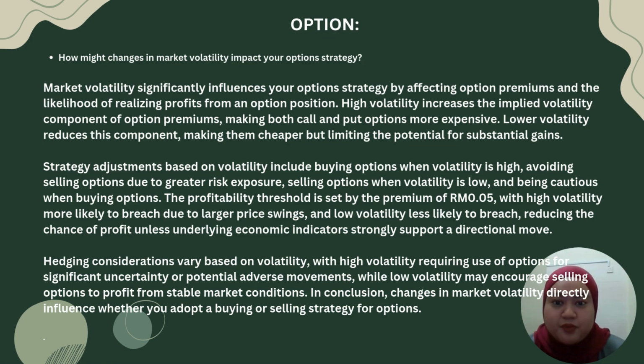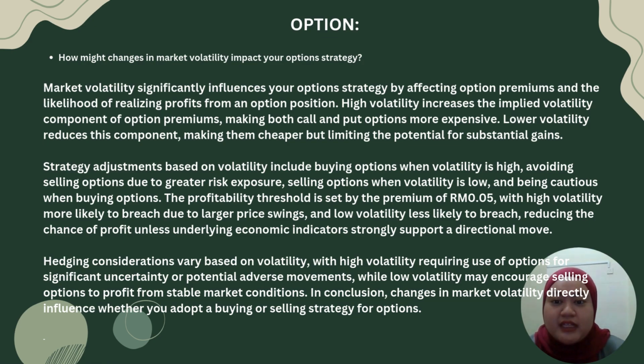Market volatility significantly influences your option strategy by affecting option premiums and the likelihood of realizing profit from an option position. High volatility increases the implied volatility component of option premiums, making both call and put options more expensive. Lower volatility reduces the component, making them cheaper but limiting the potential for substantial gains. Strategy adjustments based on volatility include buying options when volatility is high, avoiding selling options due to great risk exposure, selling options when volatility is low, and being cautious when buying options.